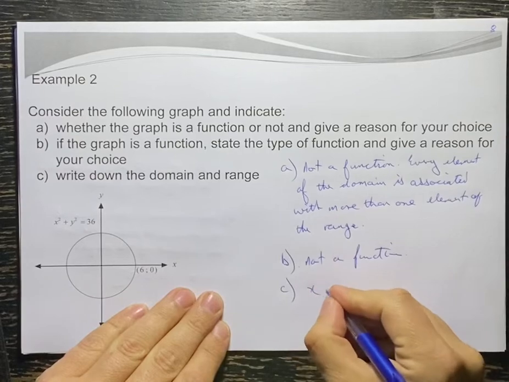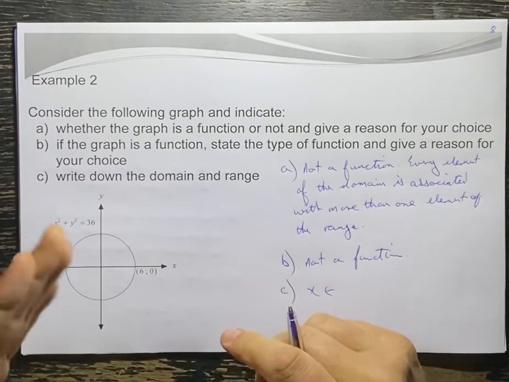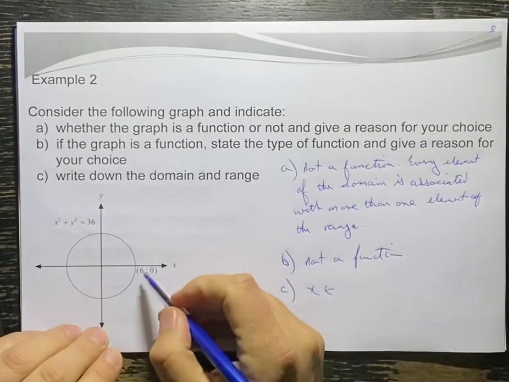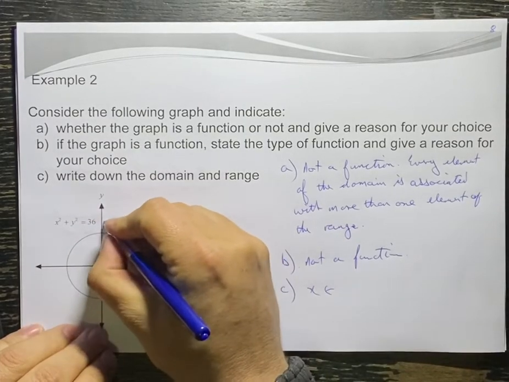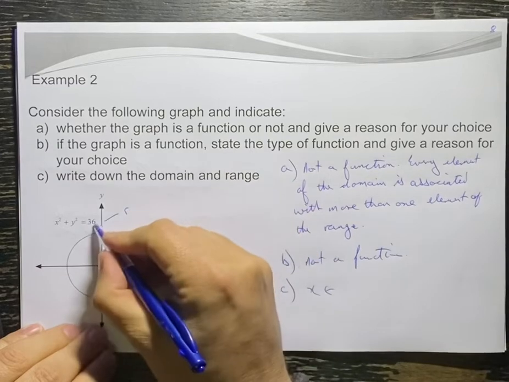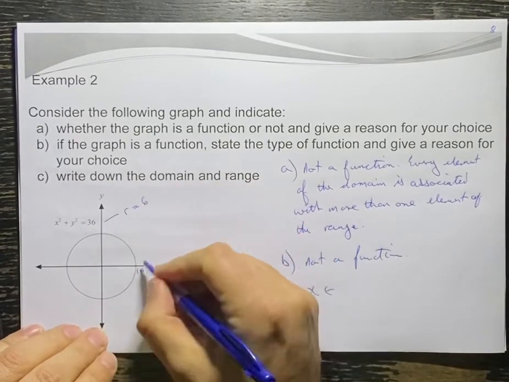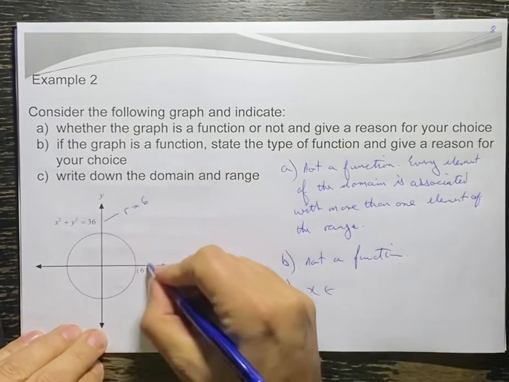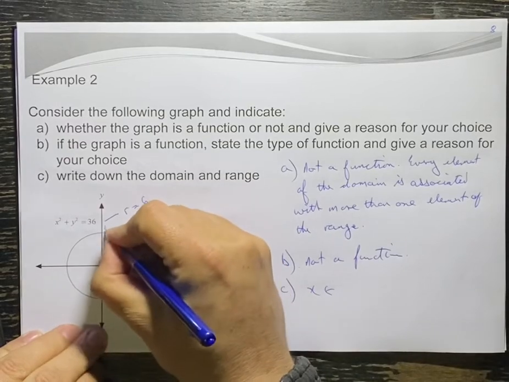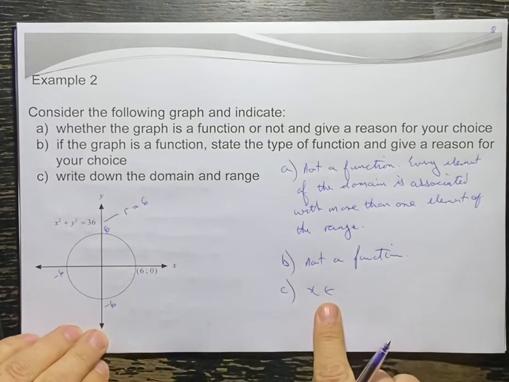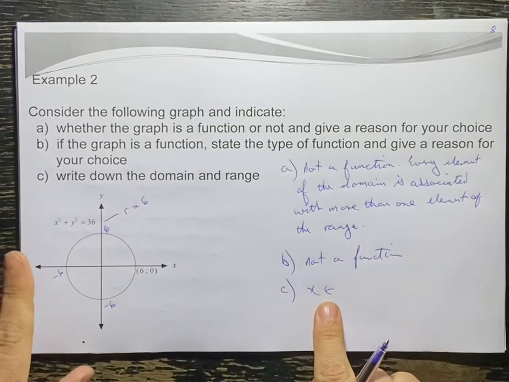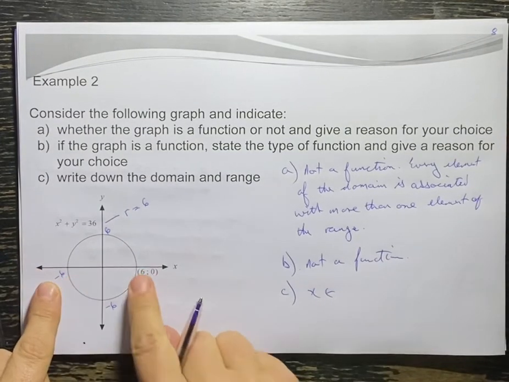So the domain is your x values. So we read from left to right. Now, just remember that this is a circle. So if we wanted to work out the radius, it's just the square root of that, which is 6. That means that it's going to sweep around with a radius of 6. So this coordinate would be 6. This one would be -6. So our domain would go from -6 up to 6.